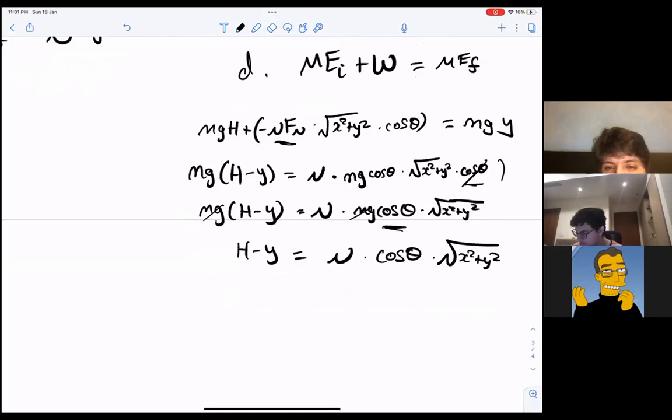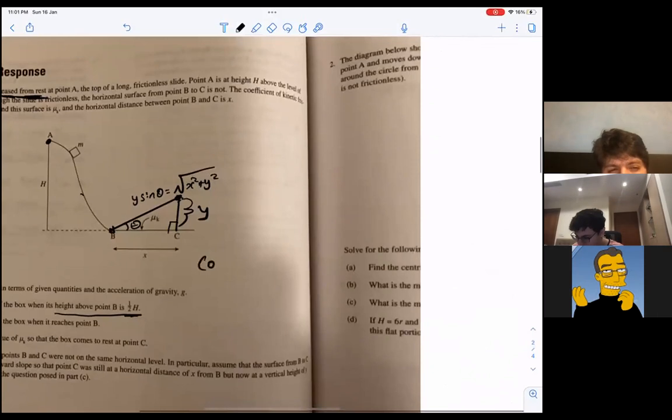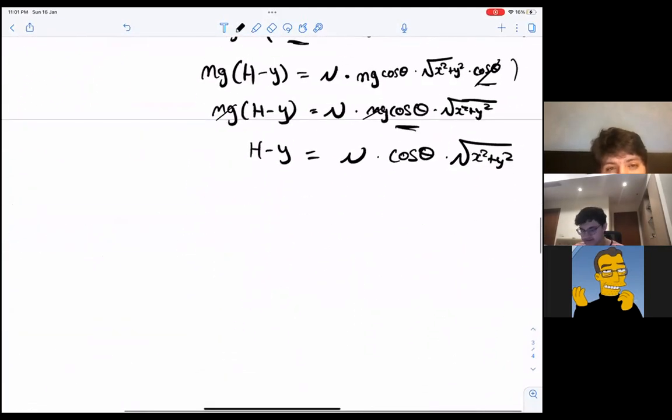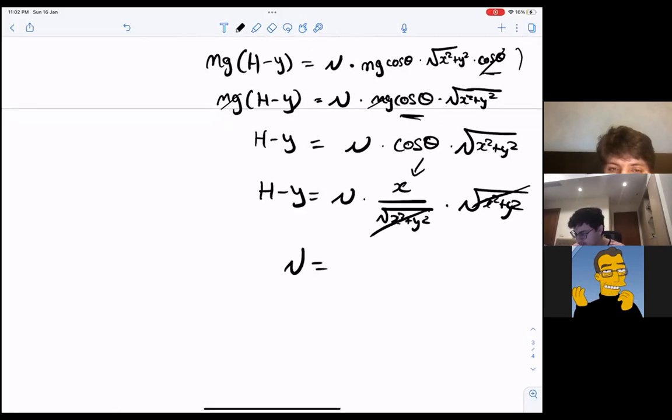So now let's think about what cosine theta is. If we go back to the question, could you tell me what cosine theta is in terms of the variables? I guess it's x over the square root of x squared plus y squared. So you're saying you could basically cancel out that x squared plus y squared. Yeah. So we get h minus y equals mu times x over the square root of x squared plus y squared times root x squared plus y squared. And now these two will cancel. And so now mu is equal to h minus y over x.